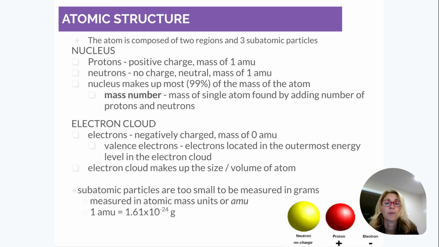Just a note on atomic mass units. They're used because some atomic particles are so small and not practical or able to be measured in grams, so we use the measure of atomic mass units. An atomic mass unit, you can see, is a very small portion of a gram, 1.61 times 10 to the negative 24th grams.